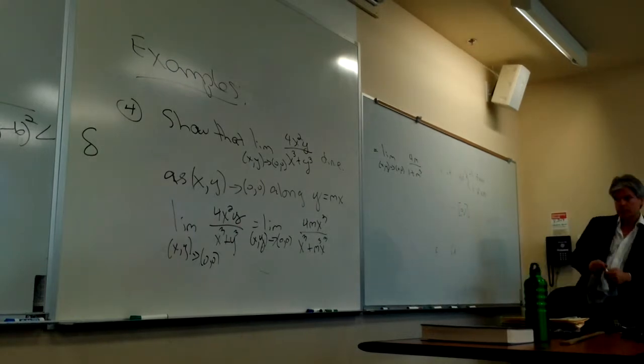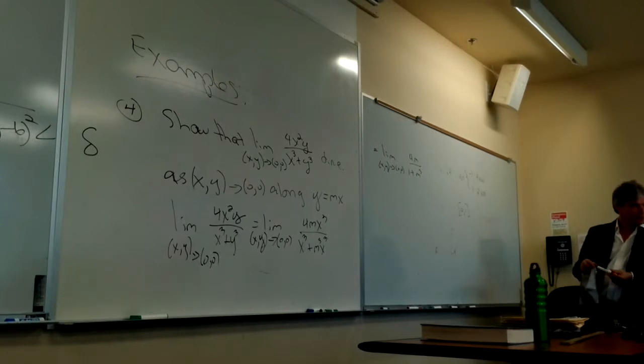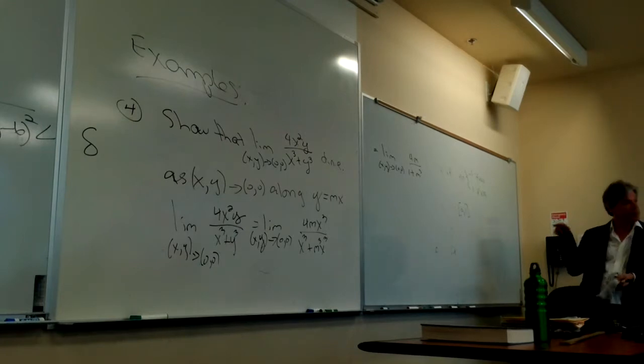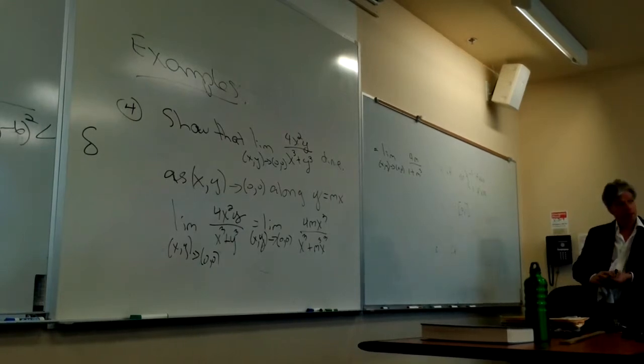So m can be any number except for 0. I disagree, I think m could be 0 as well. But if m is 0, then it's going to not converge, but it's going to be equal to 0. And that's just fine, so the limit is equal to 0 when I come along the path, which is the x-axis. There's nothing wrong with that.